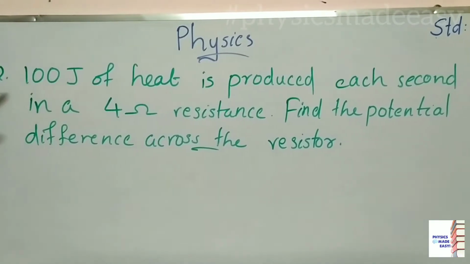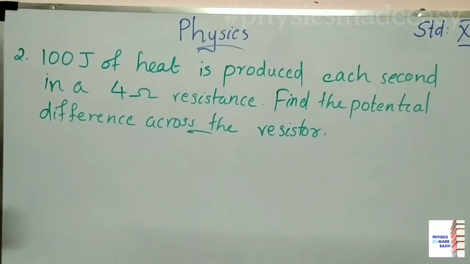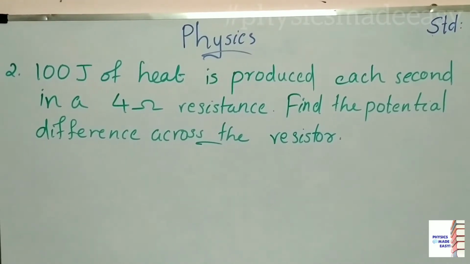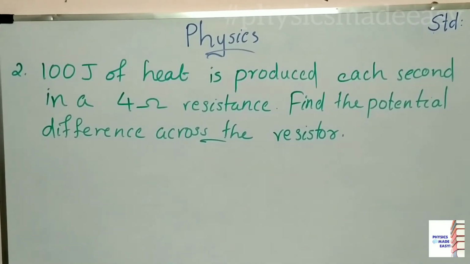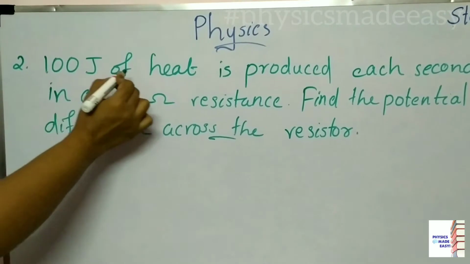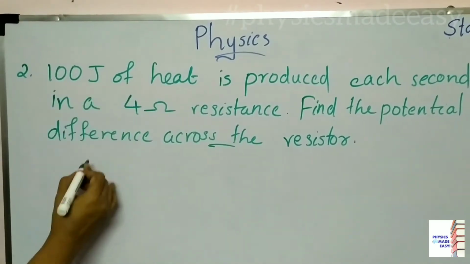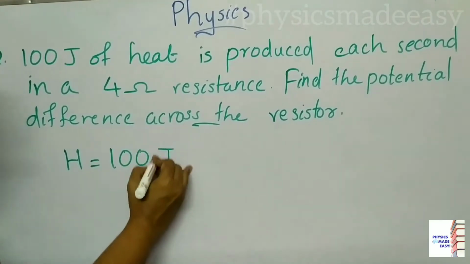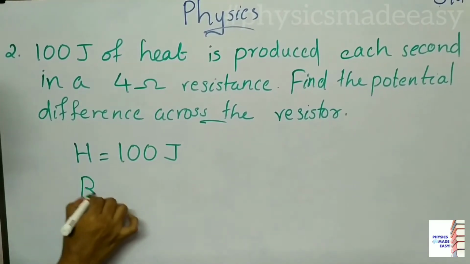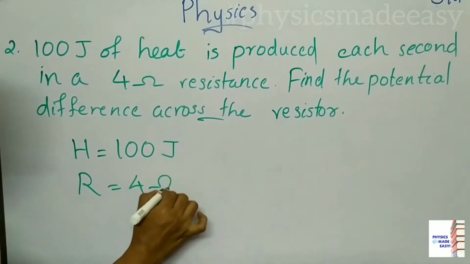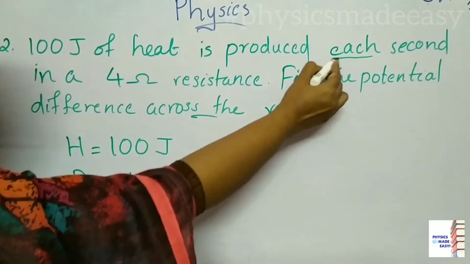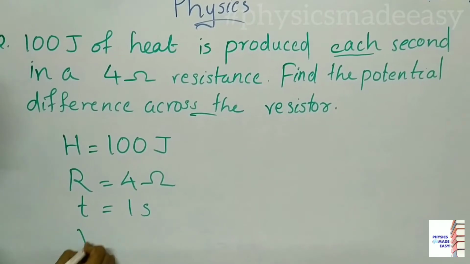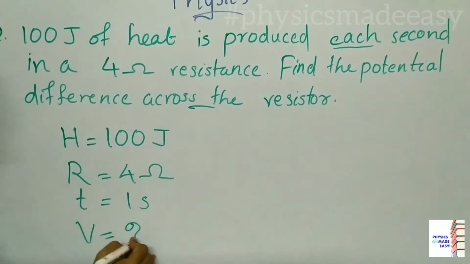Listen here. 100 joule of heat is produced each second in a 4 ohm resistance. Find the potential difference across the resistor. Here the amount of heat produced is given, that we can take as H is equal to 100 joule. Resistance also given, R is equal to 4 ohm. Here time is given each second, so we can write T is equal to 1 second. We have to find the potential difference.